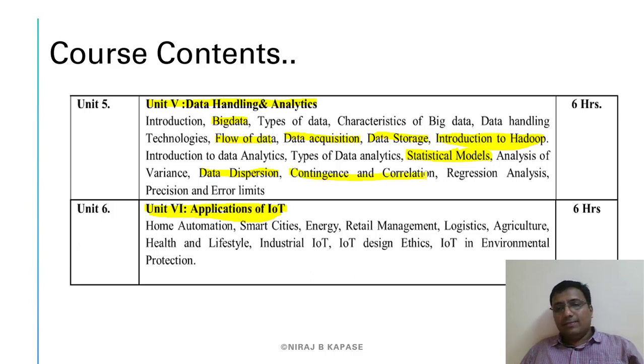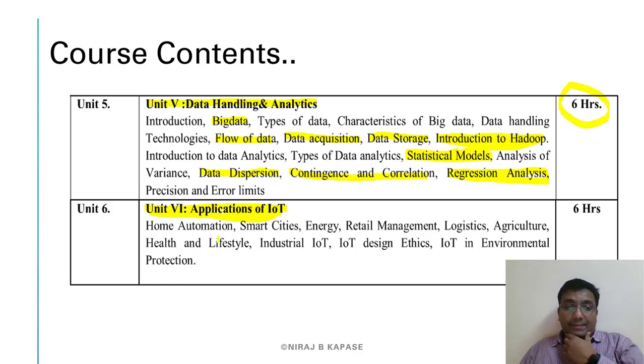Okay, then there are some machine learning algorithms like regression analysis for the data, how it is done with this particular data and all. Then precision and error limit. So how precisely we recover the data, or fetch the data from a sample of data, that is very important. So this we are going to learn in this unit number 5. Again, unit number 5 requires 6 hours.